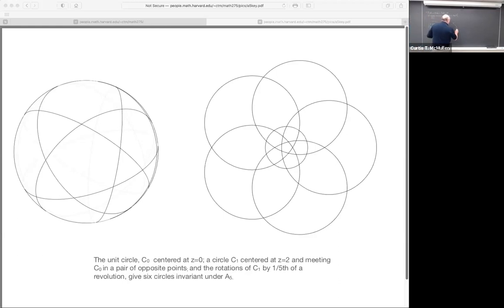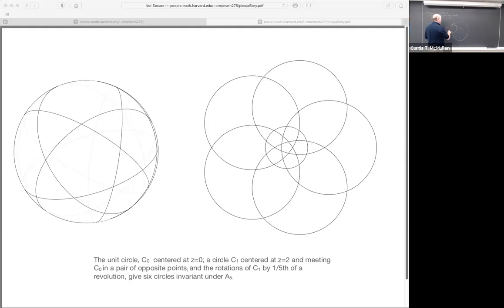Well, it turns out that one of them is very easily described. Its center is at the point 2 on the real axis. And then since it's a great circle, it has to meet the equator in antipodal points, which means on the Riemann sphere, it has to meet the unit circle along the imaginary axis at 2 opposite points. So the circle of interest is just this one here. Of course, you can continue to draw it in the complex plane. And then when you take this circle plus its 5 rotates, you get the configuration that I've drawn here.